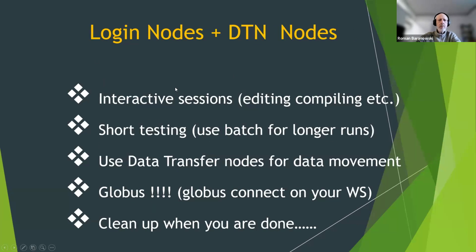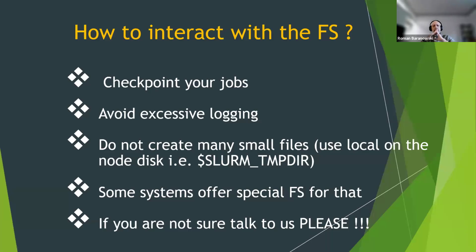Now, how to interact with the file system. Checkpoint your jobs. If you are running some kind of simulation and you are monitoring how the simulation progresses and logging, do this with logging outside the main loop. So not every single iteration saying, oh, I did the iteration. Do this every 1,000 steps, maybe 10,000 steps, because this extensive logging is usually 1 or 2 lines: oh, I did this.